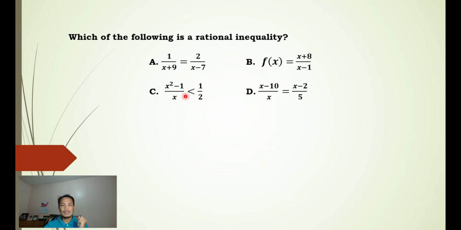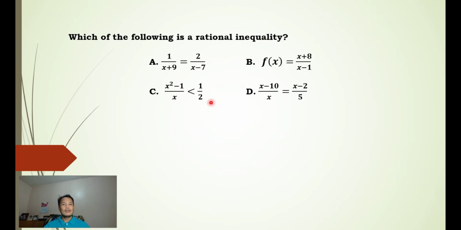So, one of these symbols is less than, then we have greater than, then we have less than or equal to, then we have greater than or equal to, and the other one is not equal. But for rational inequality, we usually use the four: less than, greater than, less than or equal to, greater than or equal to. So, usually we use these symbols.